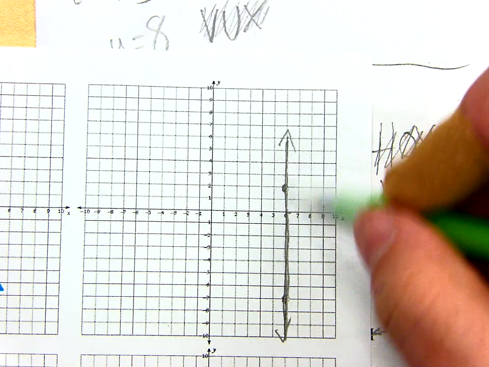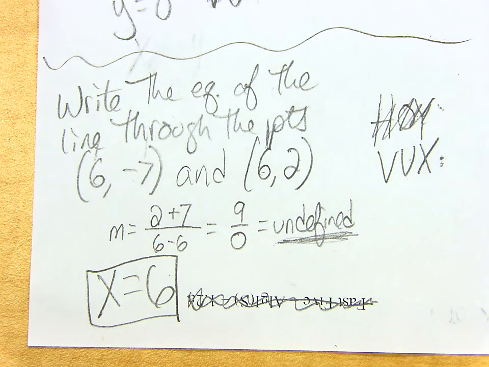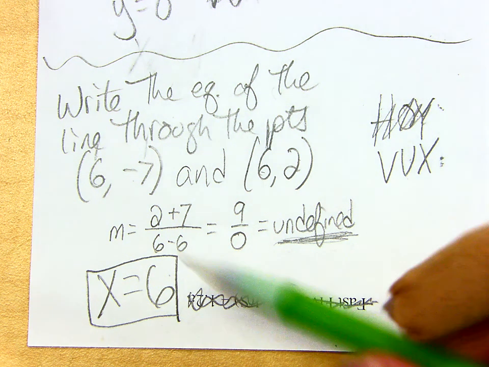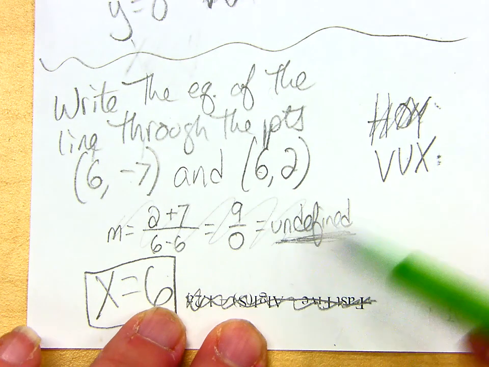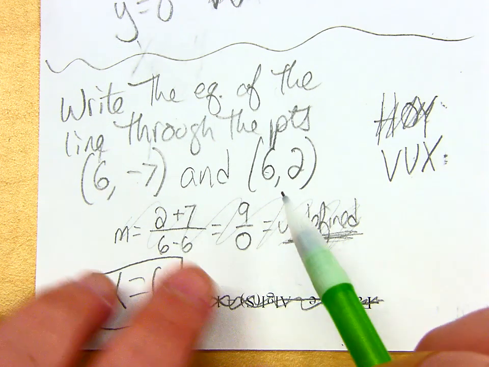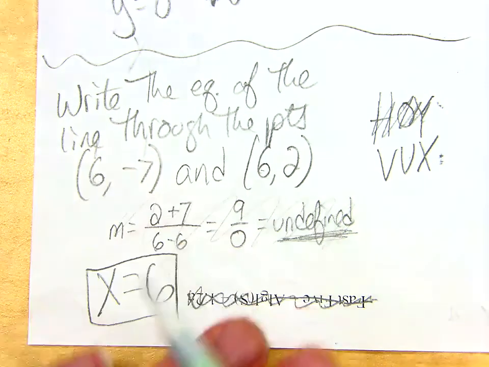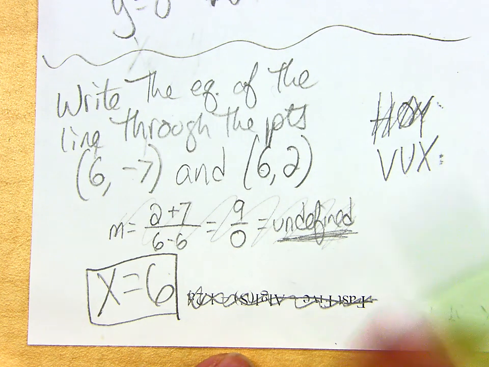So if you notice that the X values are going to be the same, it's just going to be X equals that number. Same thing goes for the Y values. If both Y values are the same, it's just going to be a horizontal line. So it's just going to be Y equals that number. Okay? So you don't actually have to go through all of this if you happen to notice that. So it's worth taking the time and just checking. Do I have both the X's the same or both the Y's the same?